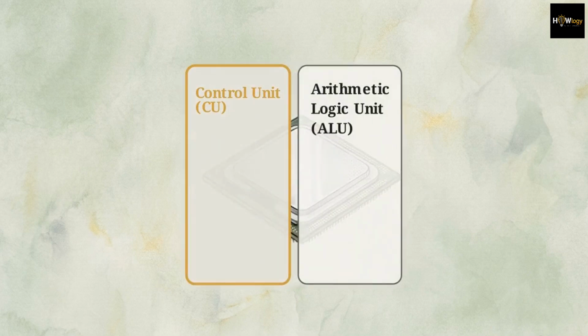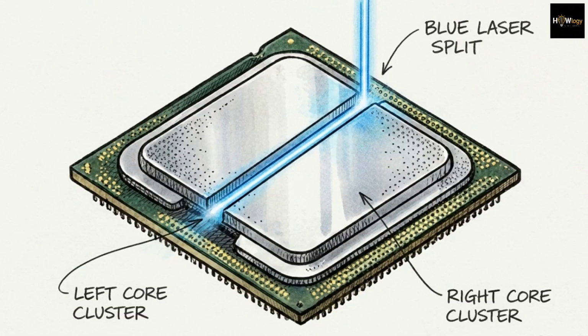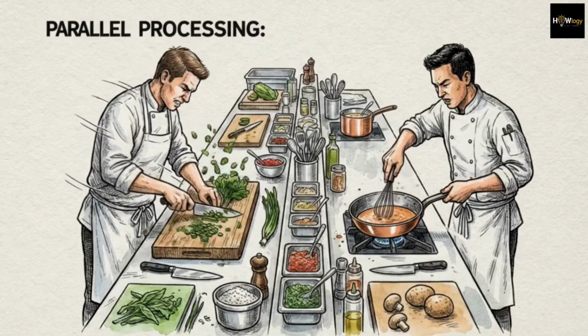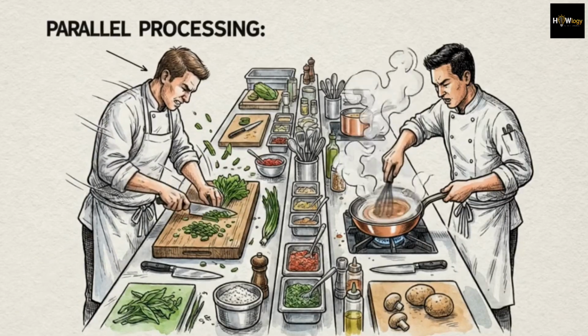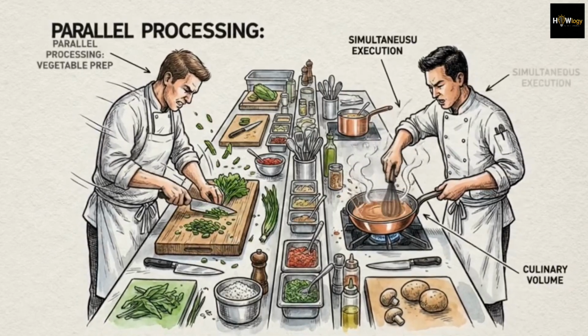Inside that chip, the labor is strictly divided. A control unit acts as a manager, coordinating the overall plan, while the arithmetic logic unit crunches the massive mathematical operations required to run the code. To handle heavy workloads without crashing, modern machines place multiple CPUs on a single chip. These multi-core processors operate exactly like a kitchen with multiple chefs, executing entirely separate recipes at the exact same time.